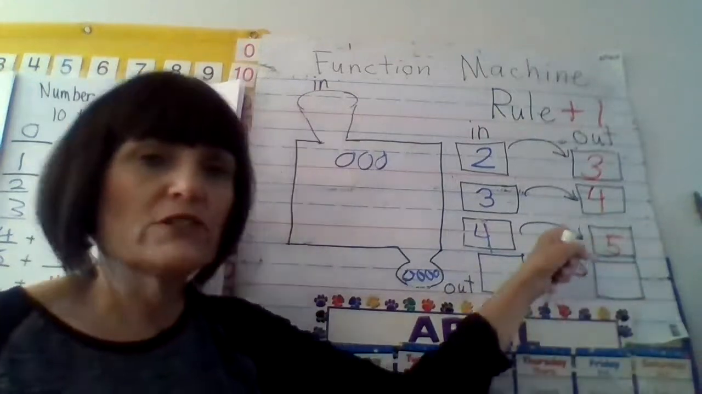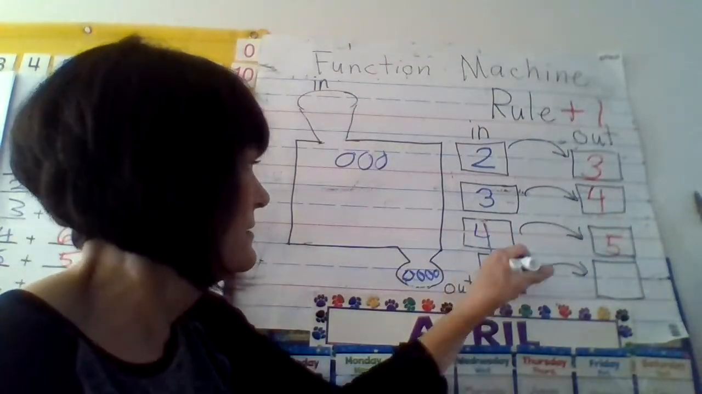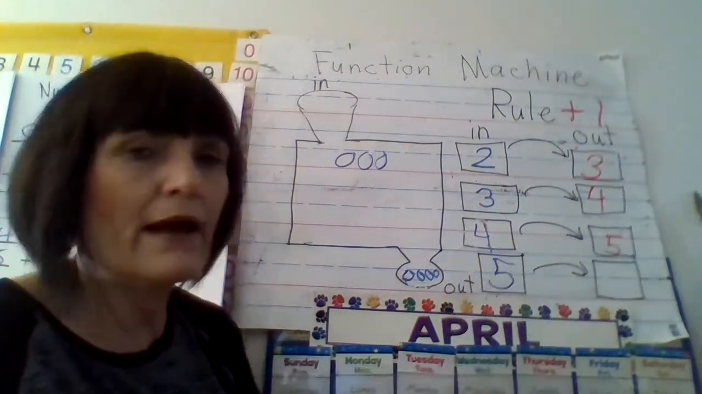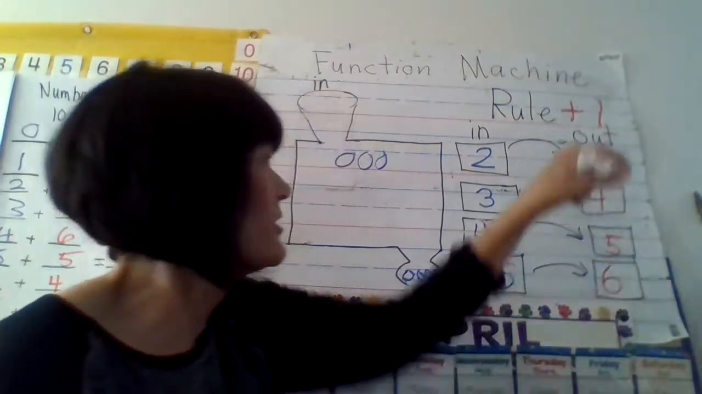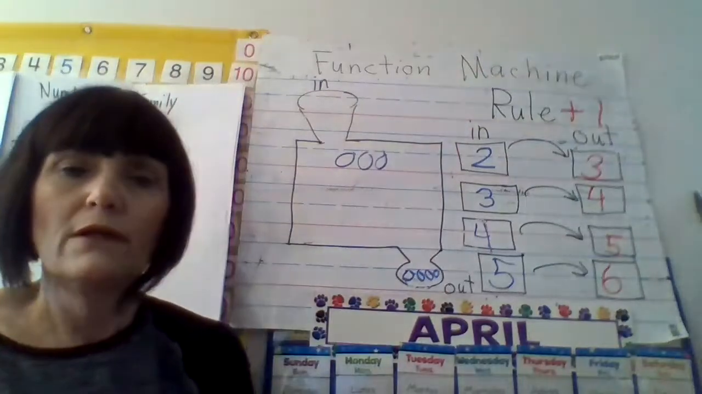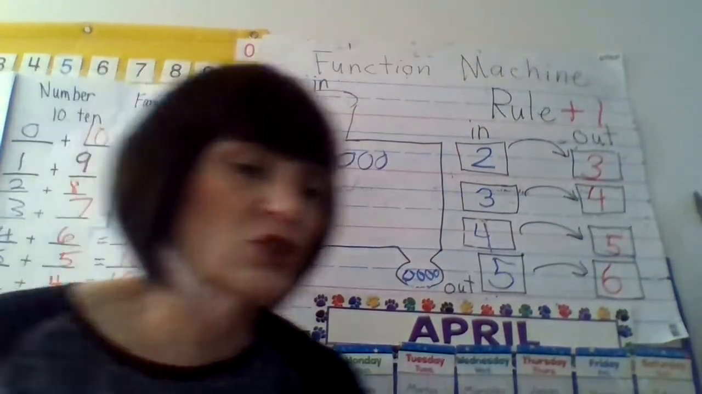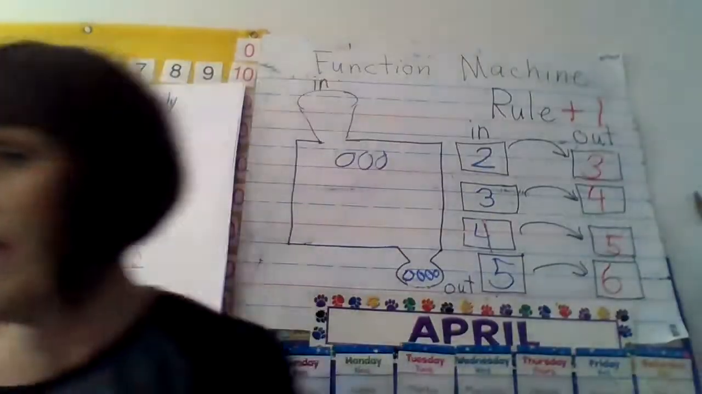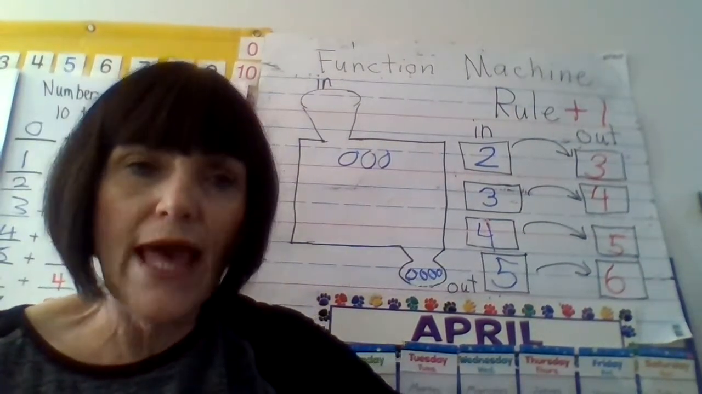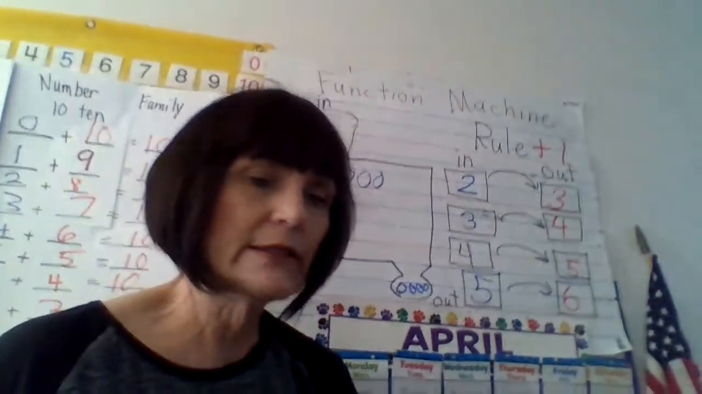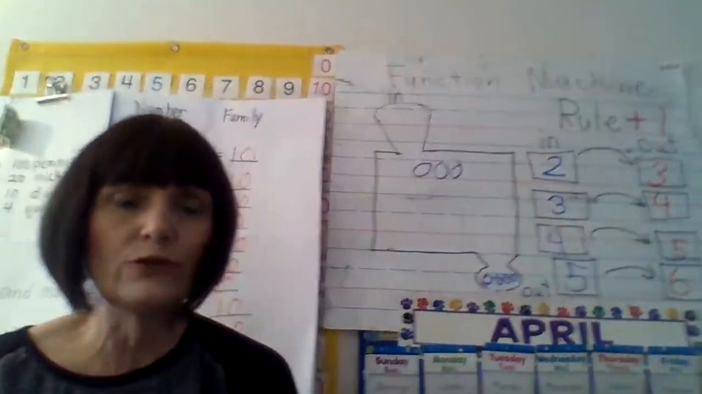If I would have put those 5 pennies in, how many would come out? 6 would have come out for the plus 1 rule. What a fabulous machine. Now, on your paper, you can follow along and do that. All right, you can illustrate it and you can do that.